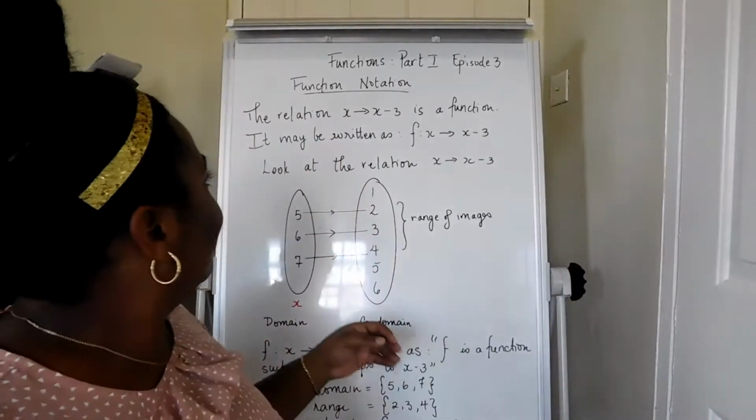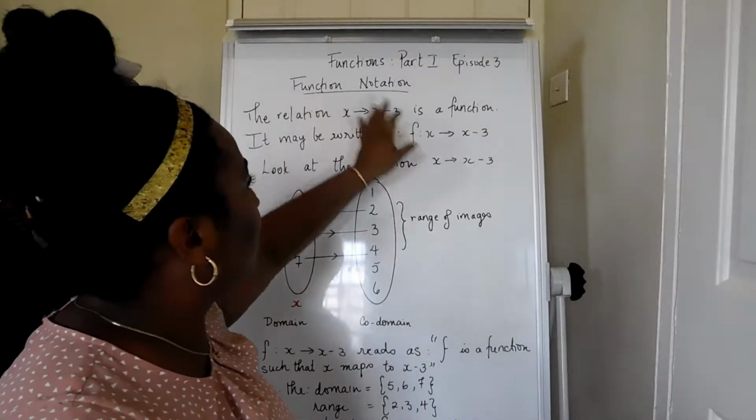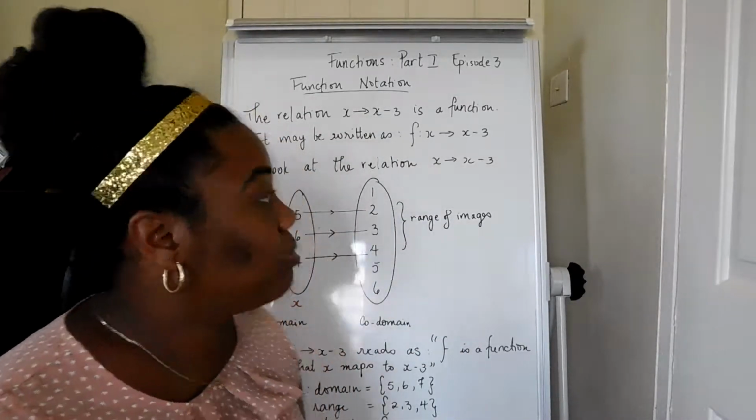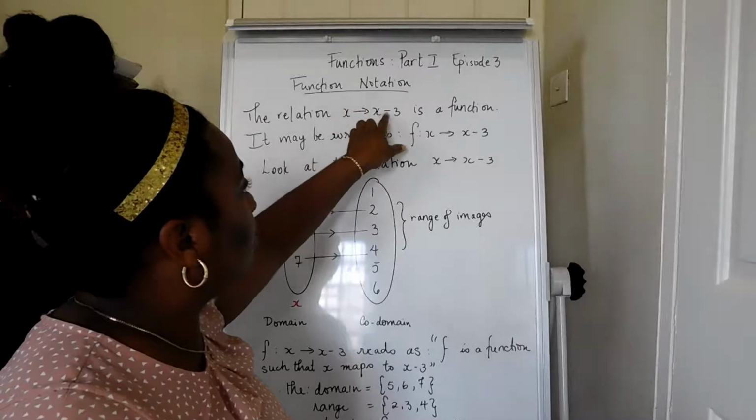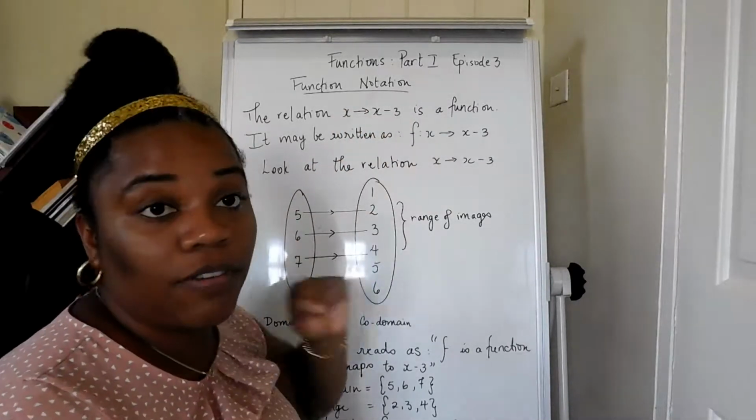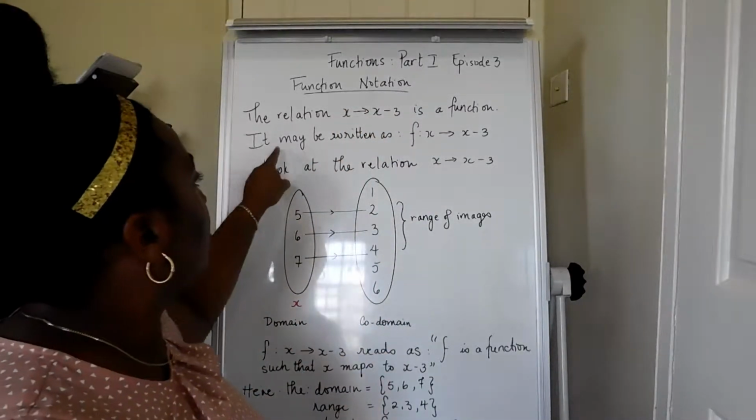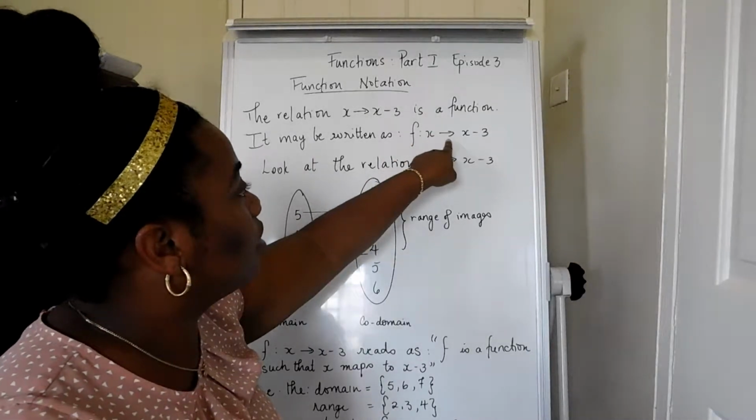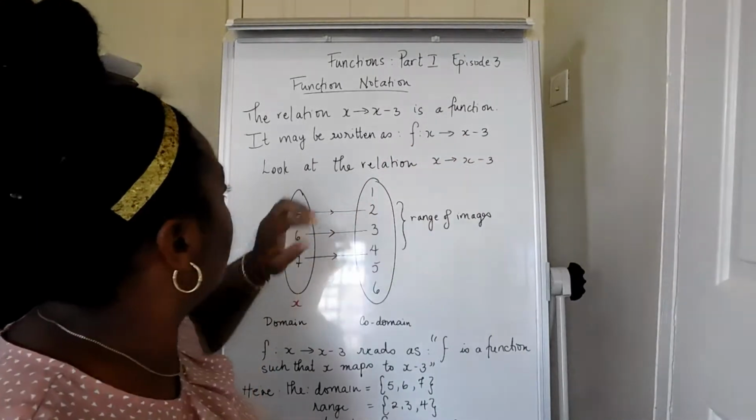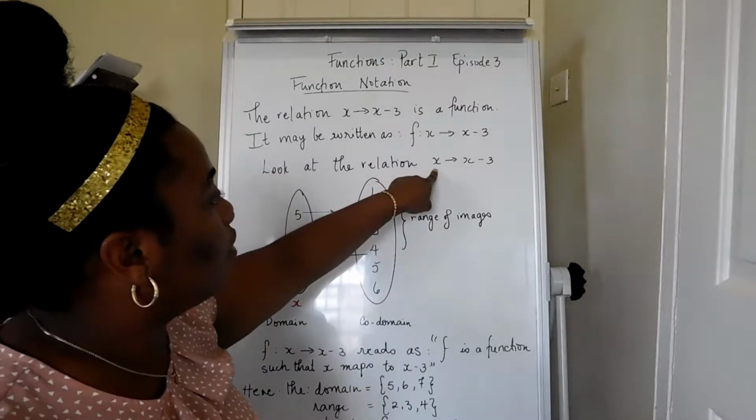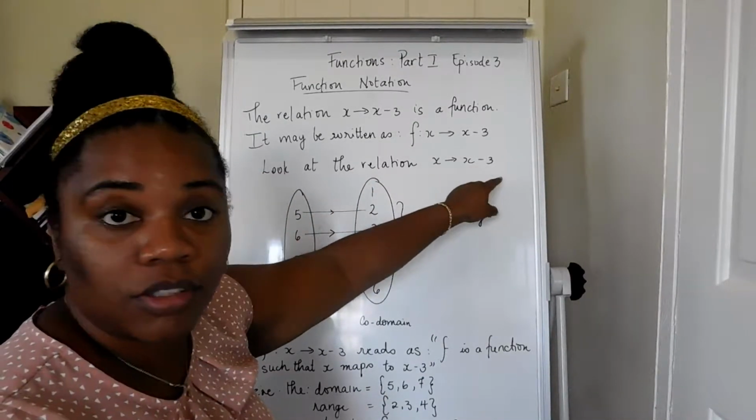Okay? So we're going to start with function notation. The relation x arrow x minus 3 is a function. It may be written as f of x arrow x minus 3. Look at the relation x arrow x minus 3.